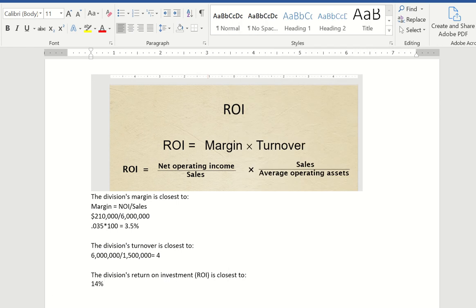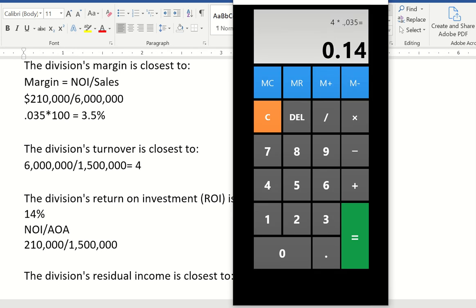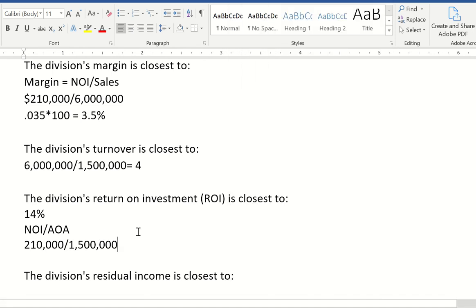Or if you wanted to cut out the sales, these sales do cancel each other out. If you just wanted ROI, you could do net operating income divided by average operating assets. 210,000 divided by 1.5 million. Hopefully you can see all this okay. 210,000 divided by 1.5 million, and it's that 0.14, which is 14% ROI.